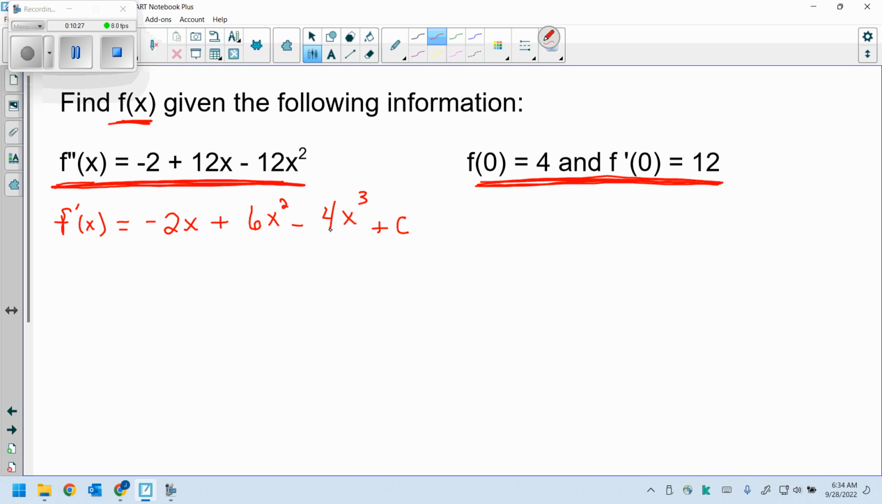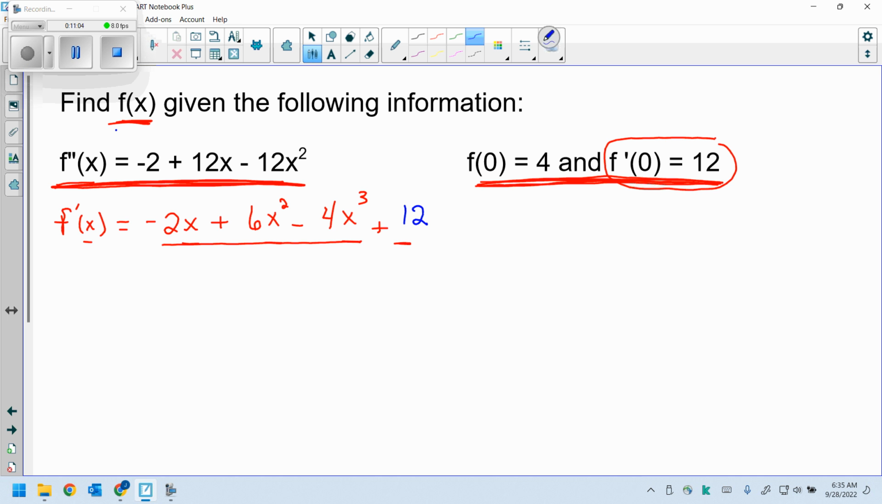Now, here's what I know. I know that f primed of 0 is 12. If I put a 0 in place of my x's, I'm going to get a result of 12. And that helps us figure out what c's got to be. C is going to have to be 12 because the rest of these terms all result in 0. So I got a 12 here. And I've got f prime.